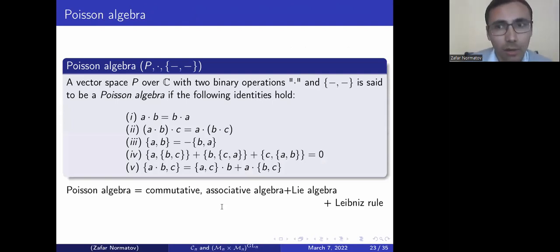Now we talk about Poisson algebra. A vector space P over the complex number field C with 2 binary operations is said to be a Poisson algebra if the following 5 identities hold. Strictly speaking, a Poisson algebra is a commutative associative algebra. It is also a Lie algebra, and the Leibniz rule holds. In this case, we call this bracket a Poisson bracket.